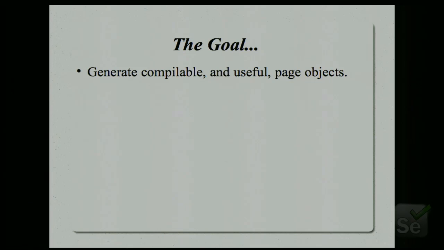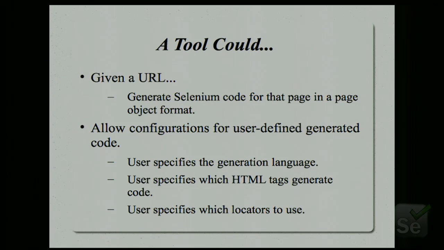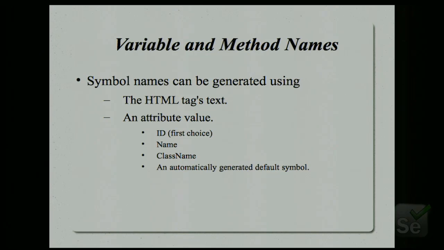The goal is that this tool will generate compilable and useful page objects. I don't know if I'll have enough time to demo that, but if anyone wants to catch me in the hallway later on, I can show you some that I actually have on my machine here. So the tool, given a URL, will generate Selenium code for that page in a page object format. It will allow different configurations for user-defined generated code. Specifically, the user specifies the generation language, which HTML tags generate the code, and which locators to use. And I'll show you in a bit how that's done.